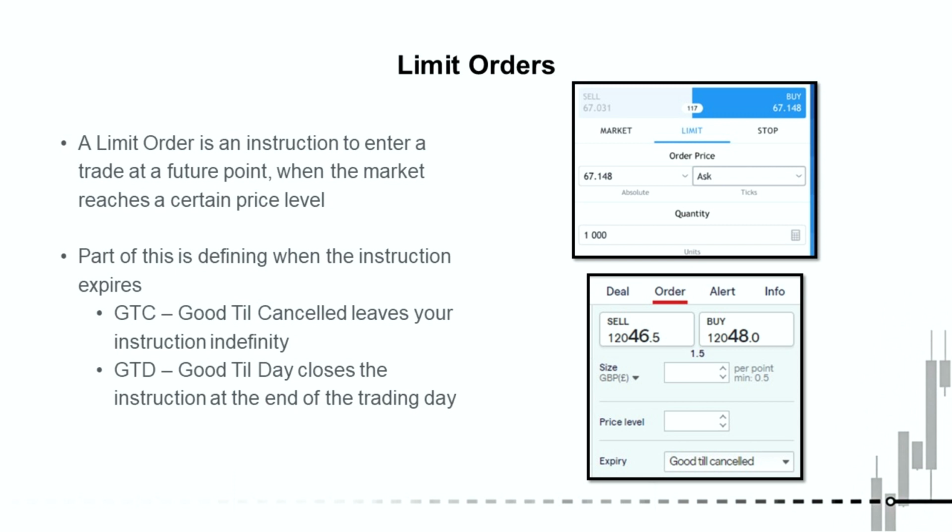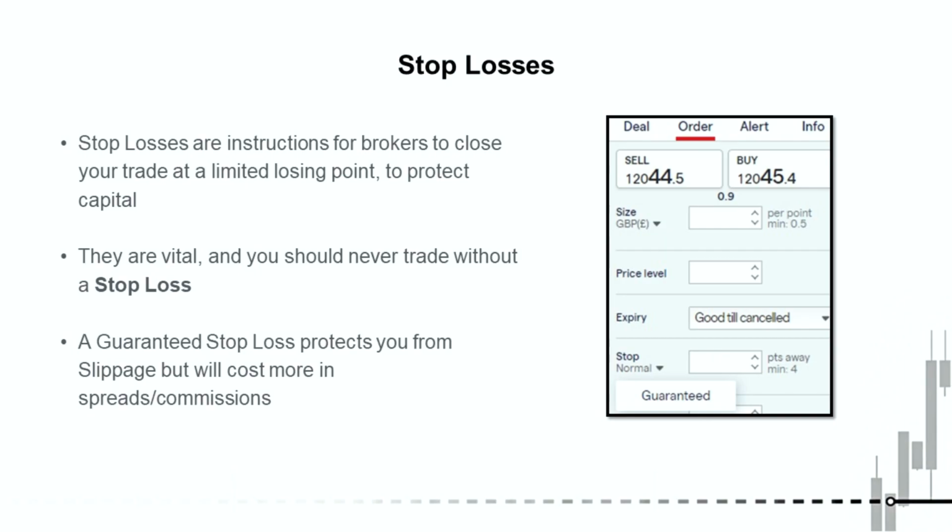Good till a certain date, etc. So you can specify that. And there's a few others as well. But the main ones, good till cancelled and good till end of the day, tend to be the two most popular types of what we call order durations. So now that we've covered entry positions, let's have a look at stops.